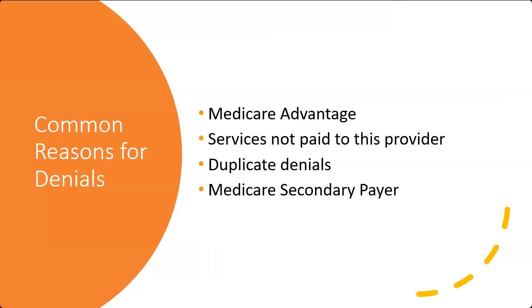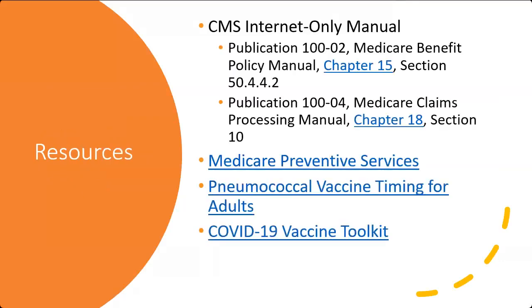And then the last bullet there is Medicare secondary payer. This is when the patient has insurance that is primary to Medicare. Again, this is available on our portal. If Medicare is the secondary payer, then you want to submit that service to the primary payer first before submitting it to Medicare. We've attached on this slide some resources for you concerning the Medicare vaccines.